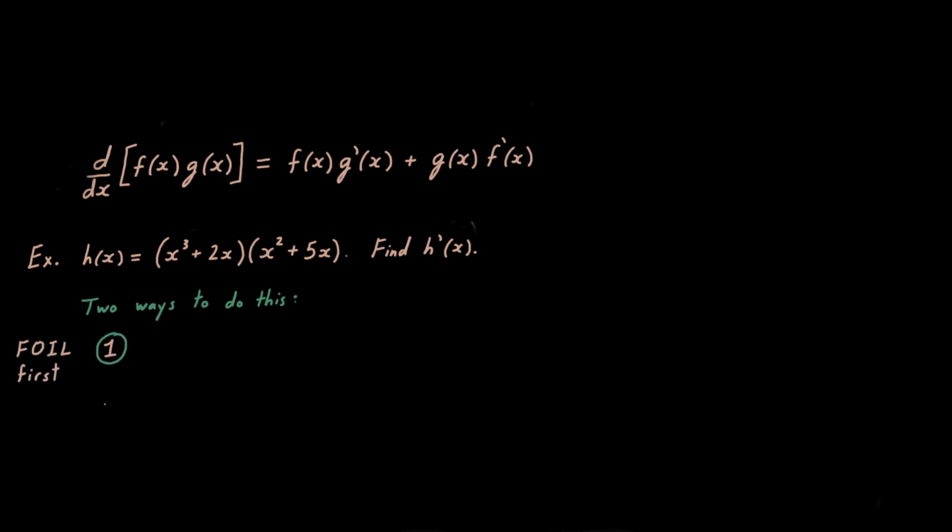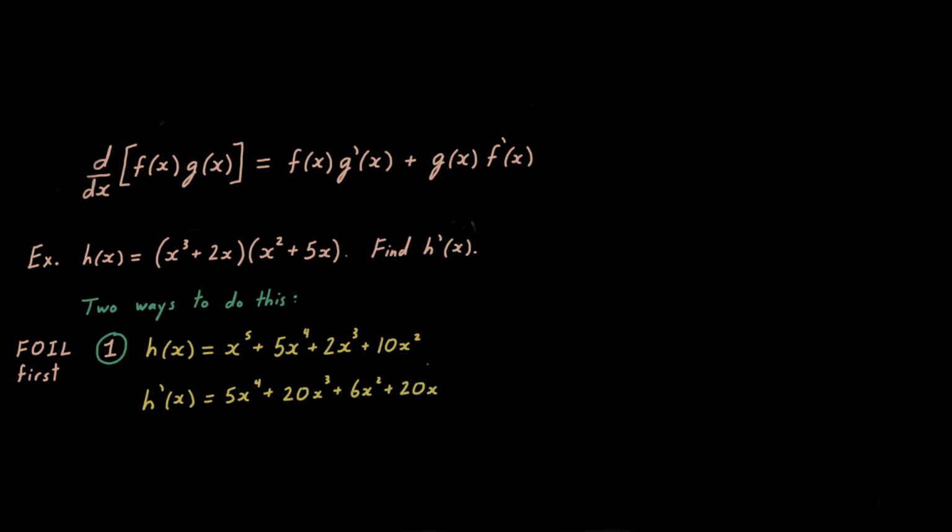So after foiling, let's see, what are we going to get here? I believe that first term will be an x to the 5th. Second one will be a 5x to the 4th. Third a 2x cubed, and finally a 10x squared. And now it's just stuff from last video. Take the derivative of each term since the main operation is addition, and there we have it. But the product rule gives us an alternative way of doing this.